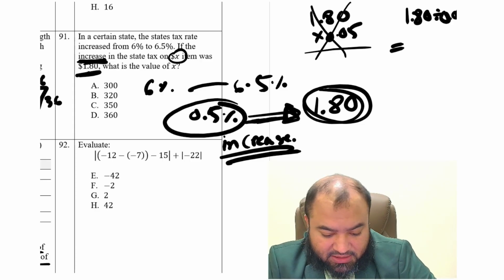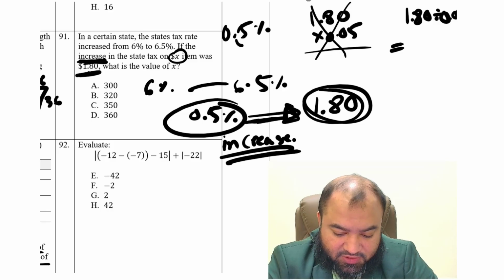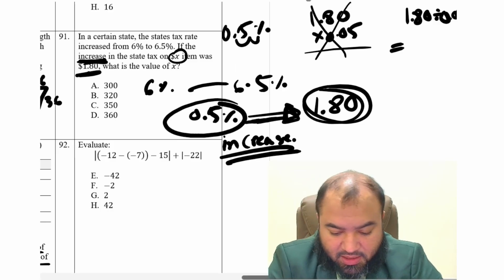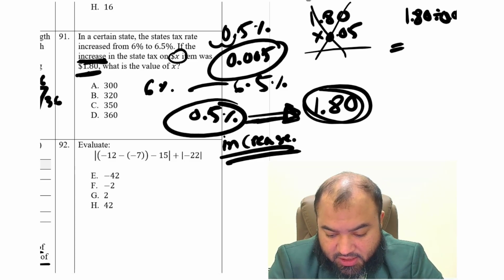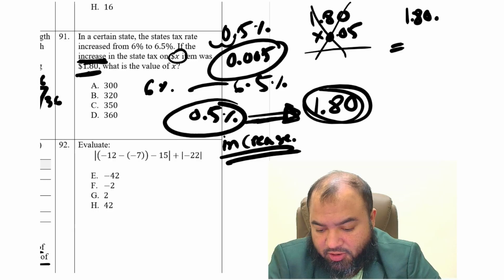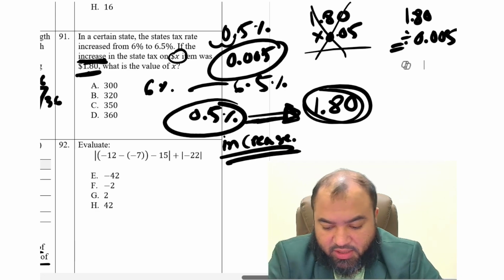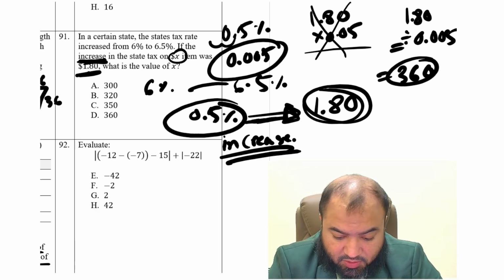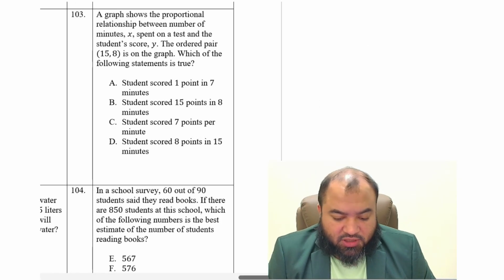Well, by the way, it says 0.5%. So we have to be a little bit careful. 0.5% means you move the decimal twice, right? Twice this way. So 0.005. Okay. So we have to divide by 0.005. So let's do the division. The answer is 360. So what is the value of x? So it was 360. Let's do question number 103.